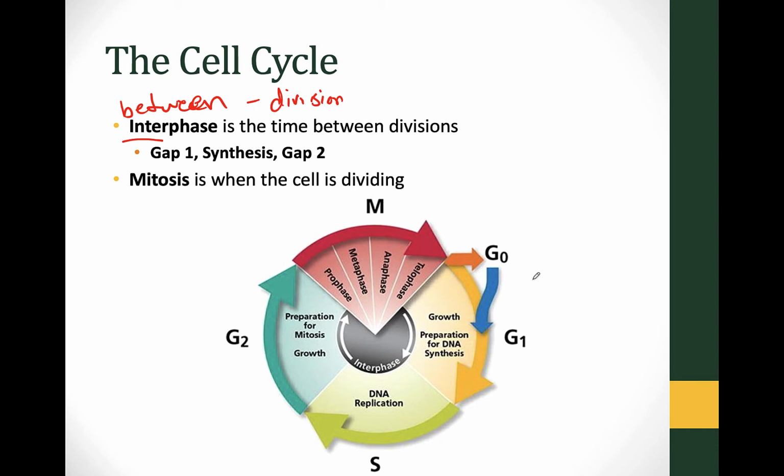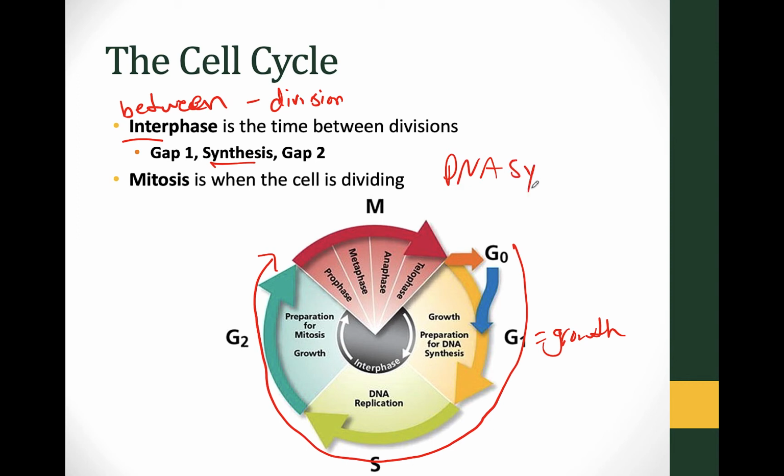So interphase is made up of 3 parts. We have G1, S, and G2. So that entire section there is interphase. G1 is called gap 1. You can associate the G with growth, if that's easier for you to remember, because it is growing. S is synthesis, just like DNA synthesis. So this is when DNA is being replicated. And then G2 is called gap 2 or growth 2 because it is also growing.